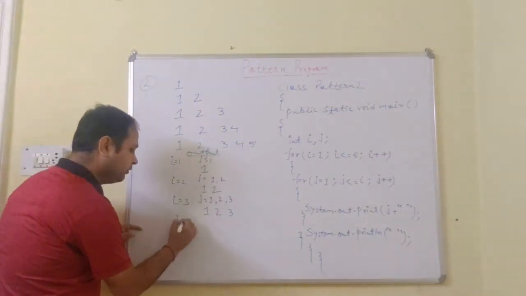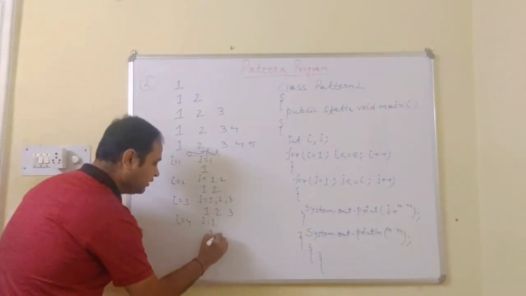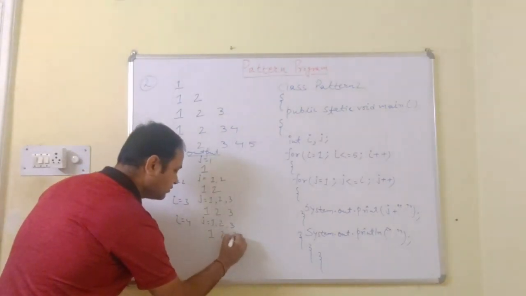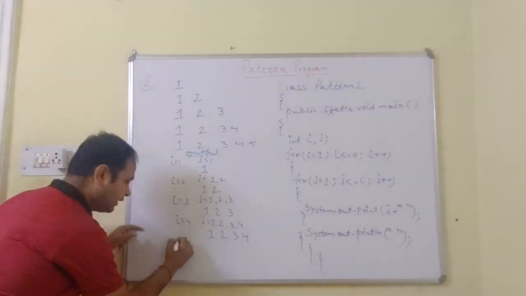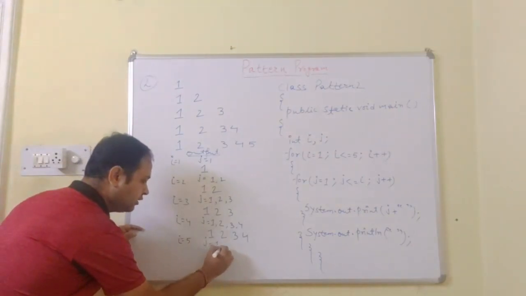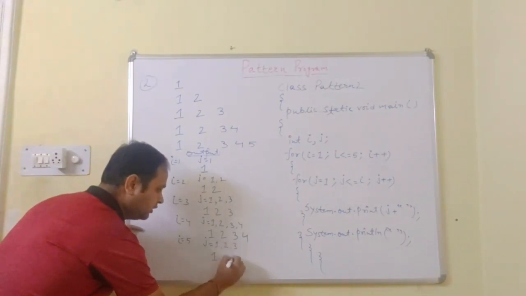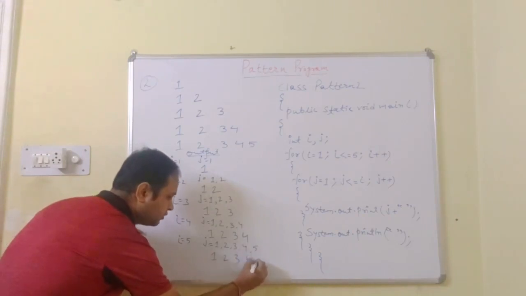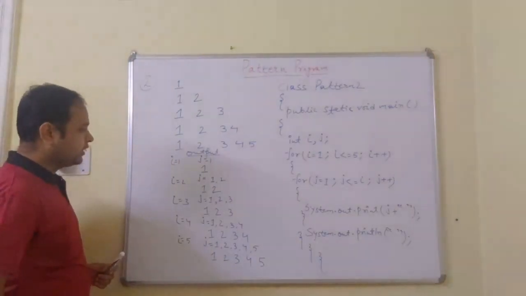Then i equals 4, j is 1, so it prints 1, then j is 2, so it prints 2, then j is 3, so it prints 3, then j is 4, so it prints 4. Then at i equals 5, j is 1, so it prints 1, then 2, 3, 4, and 5. So if I show you the pattern, what pattern are we getting over here?